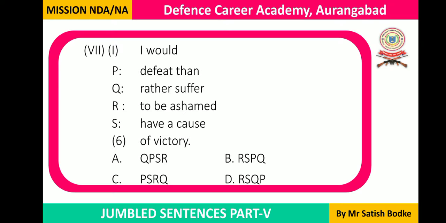Again, here we have 6 parts. The first part and the last part are given, and the middle 4 parts are labeled as PQRS. I would rather suffer. I would rather suffer. Okay, मैं मुश्किलें झेल सकता हूँ. Okay, then I would rather suffer defeat than. Okay, मैं defeat या फिर जिसे हम कहते हैं हार स्वीकार सकता हूँ. Okay, मैं हार हजम करूंगा.